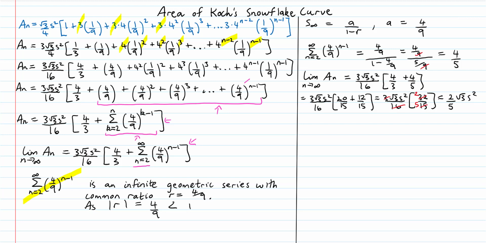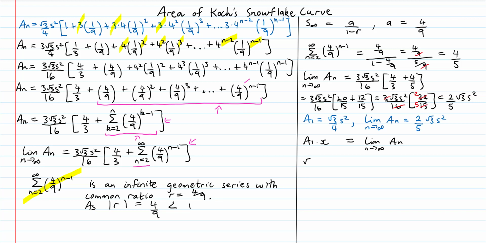So we're almost done now. We know that a1 was equal to root 3 over 4 times s squared, and we just found out that the limit as n goes to infinity of an is equal to 2 over 5 times root 3 times s squared. So what we'll do now is take a1 and show that there is some number that we can multiply it by, we'll call that number x for now, and that is going to equal the limit as n tends to infinity of an. And in fact, we want to show that that number x is equal to 8 over 5.